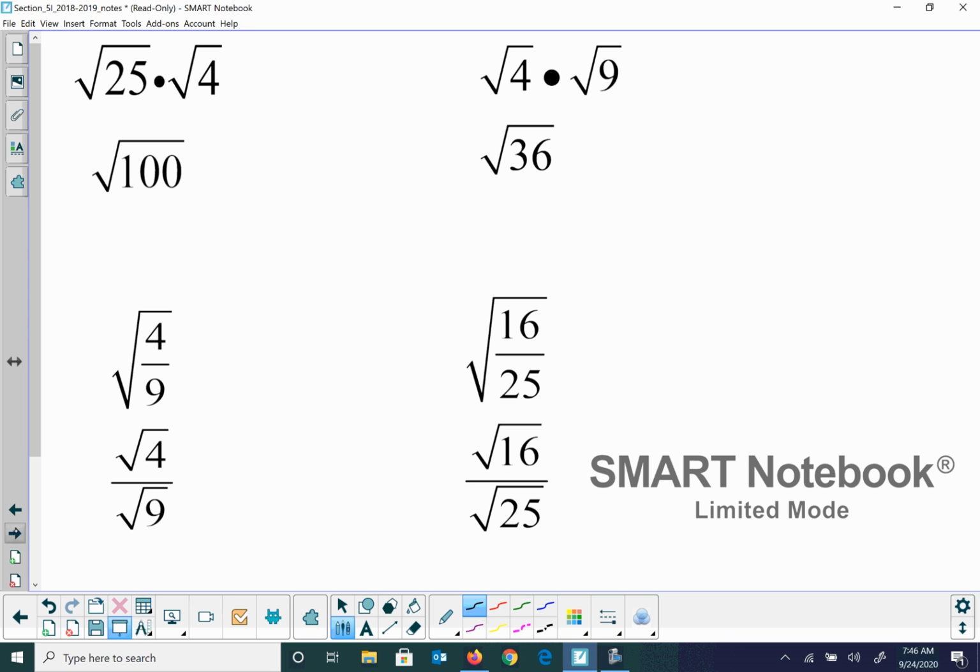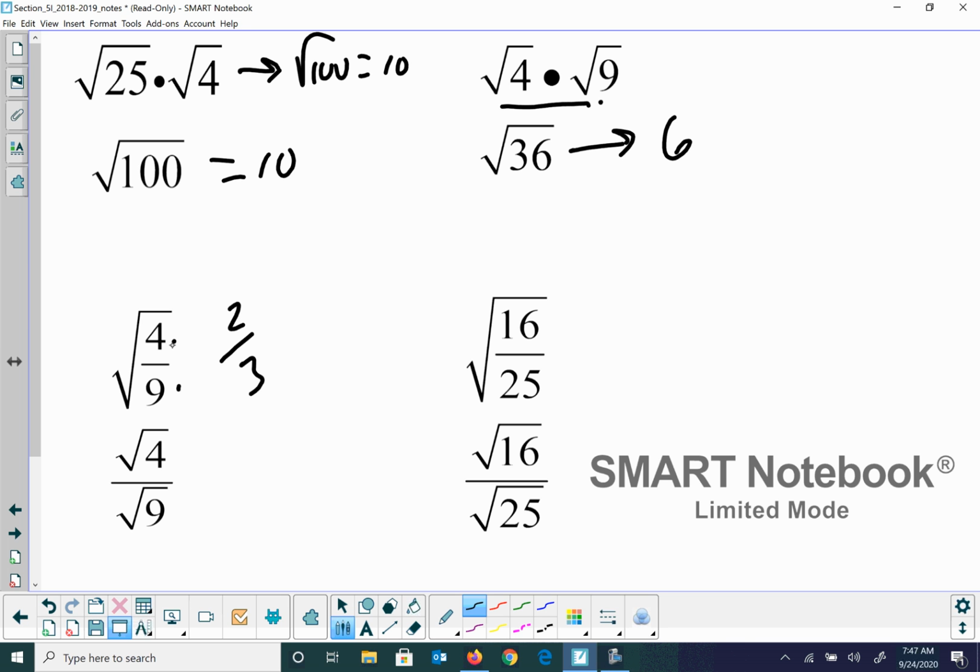Alright, so let's work this first problem. This is going to come out to root 100 if you multiply, which comes out to 10. This is also 10. We're just showing that if I multiply those together, I get root 36, which is just 6. Then we have a fraction in there, so the top is a perfect square and the bottom is a perfect square, and you get 2 over 3. Realize you can break this apart into both the top and bottom. Same with this one. So this one would come out to be 4 over 5.